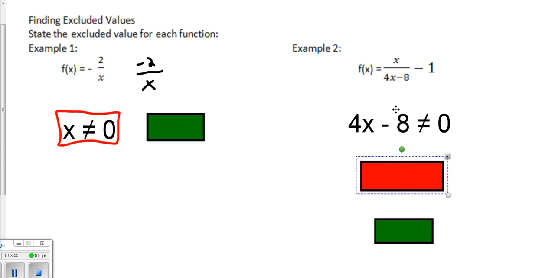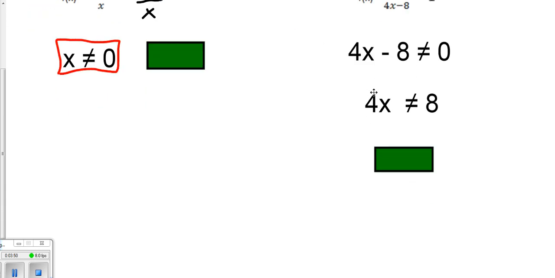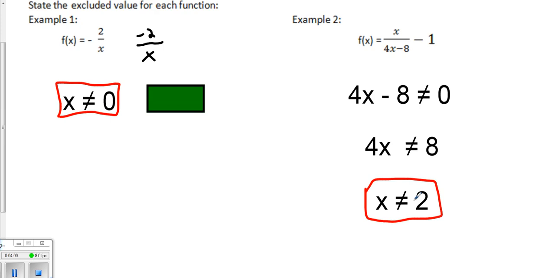In this case, we would add 8 to both sides, and we would get 4x cannot equal 8. And now we need to divide both sides by 4 to get x alone, and we would say that x cannot equal 2. So in this case, our excluded value is 2. That is the spot where x cannot be. If x were 2, we would have a divide by 0 on bottom there, and that wouldn't work.